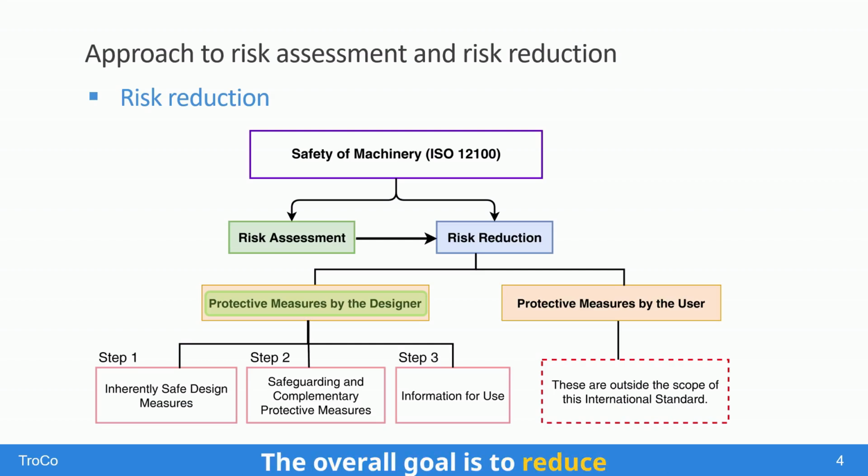The overall goal is to reduce risks as far as practicable, ensure safe operation throughout the machine's life cycle, and maintain a good balance between safety, usability, and cost. Now, we'll look at a few examples from each step.